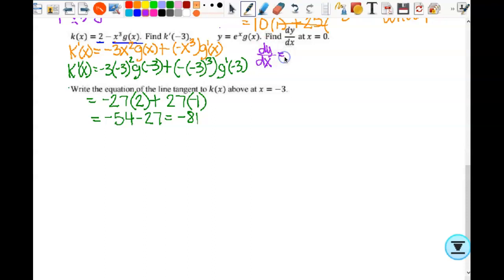Okay, that equals. All right, so I look at what I have. I just have one big term. Things are being multiplied, so I'm going to use my product rule, right? Derivative of the first is what? E to the x times the second, which is g of x. And then plus the first, which is e to the x, times g prime of x.